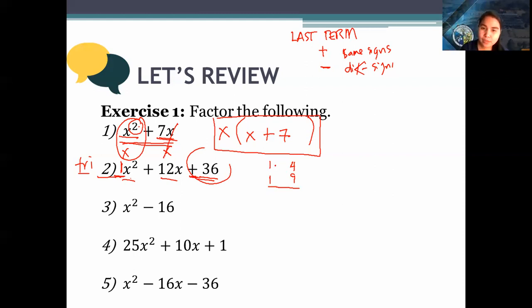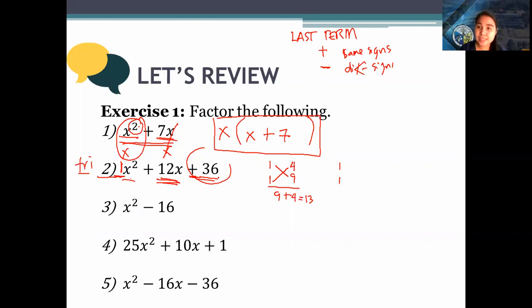So 1 times 9, 9. 1 times 4, plus 4. If you add them, the answer is 13. But the middle term is not 13. It's 12. So it means our combination is wrong. Let's try again. That's why it's called the trial and error method. What are other factors of 1? No other factors, right? 1 and 1.